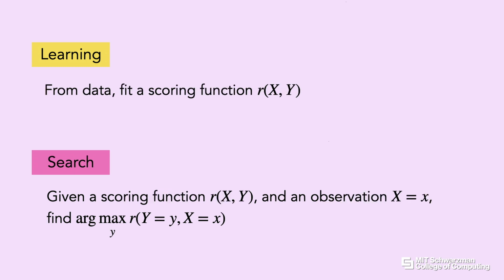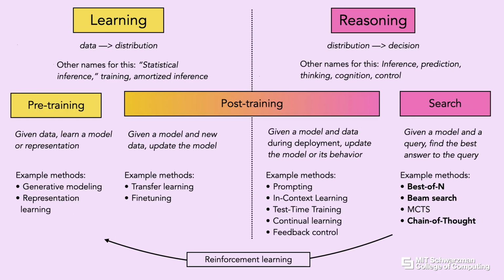So search more generally might be taking a scoring function. It doesn't have to be a normalized probability. It could be any kind of score function, a scalar that says how good this x-y combination is. Then take an observation x and try to find the y that will make that score the highest. That's the general idea of search. This maximization, taking the max, is the search. That's looking for the max of that distribution or that score. So let's see a few methods that people use in practice right now. I'll talk about best of n, beam search, and chain of thought.